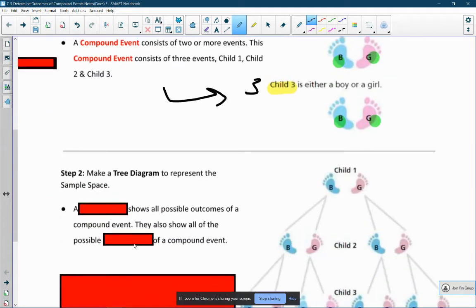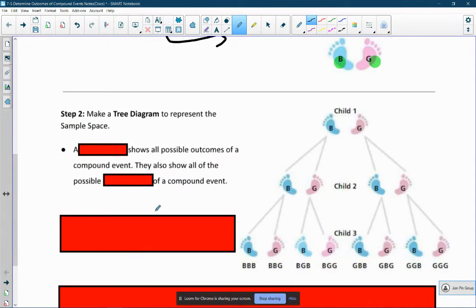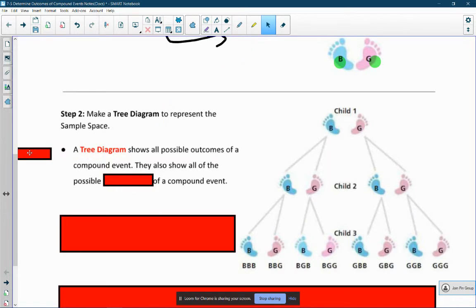Okay, step 2. We're going to make a tree diagram to represent the sample space. Remember, a sample space is basically where we just list all of the possibilities, all of the combinations. Okay, so remember, a tree diagram, if you don't remember, shows all possible outcomes of a compound event, right? They also show all of the possible combinations of a compound event. So remember, our 3 events are child 1, child 2, and child 3.